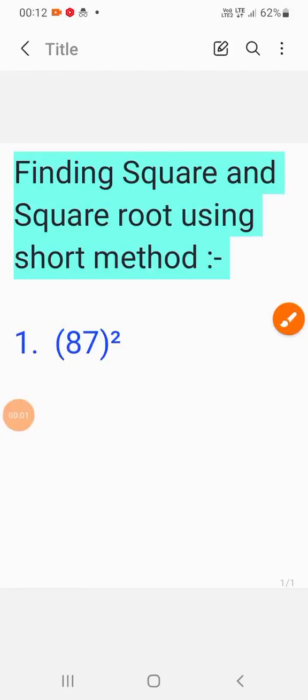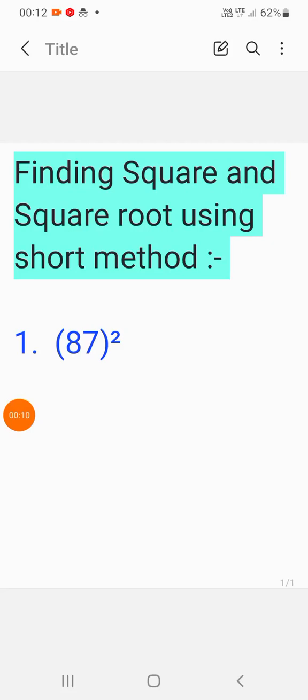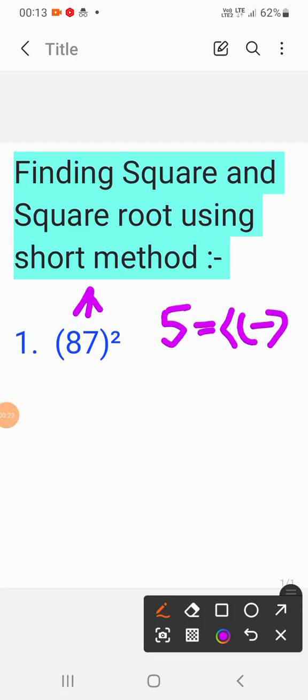So in this video we will learn how to find square and square root of a number using the short method. While finding the square of a number, first of all we will check the unit place of the number. If the unit place is greater than or equal to 5, then we will use the subtraction method. And if the unit place is lesser than 5, then we will use the addition method. Since in this number the unit place is greater than 5, we will use the subtraction method.